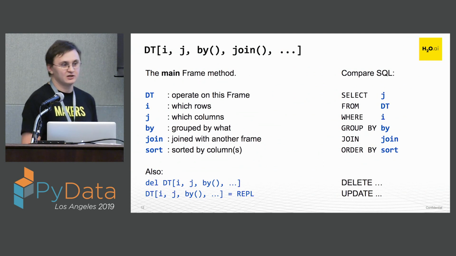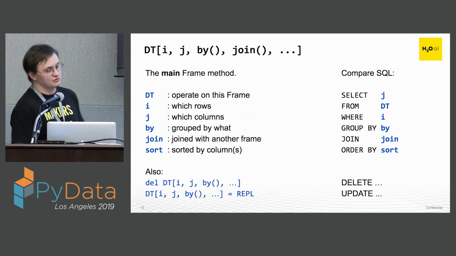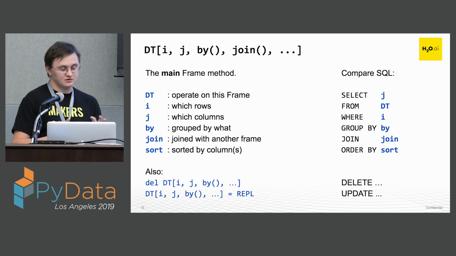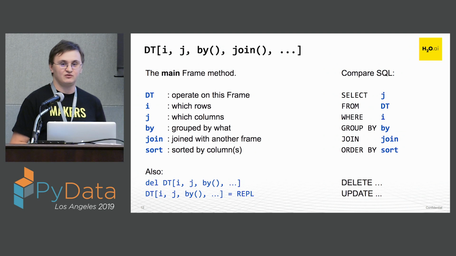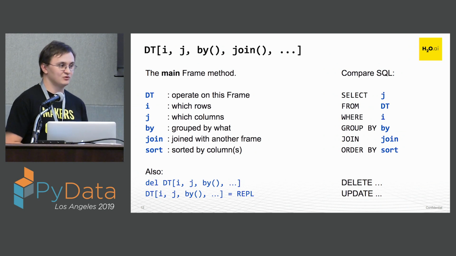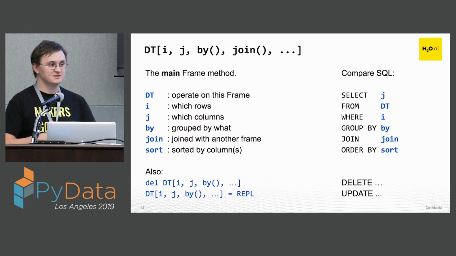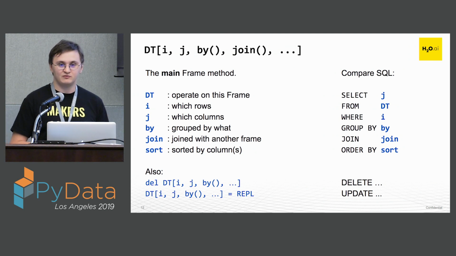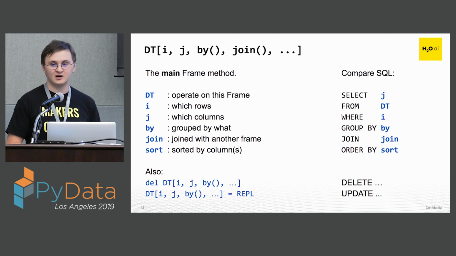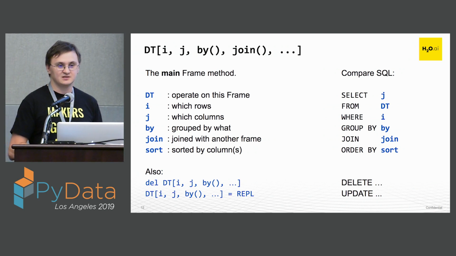So now a little bit about the syntax. The name of the slide is DT[i, j, by]. If you have seen the R data.table, you know what it is. If you did not, then this is the main Frame method. Frame is our main class, and this is its main method. It may seem weird, like, why do we have one main method? Why don't we have like 100 different methods?